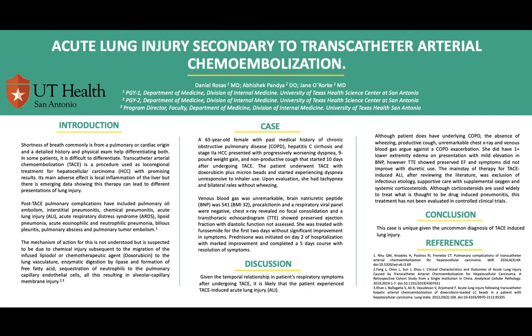Upon evaluation in the ED, she had tachypnea and bilateral rales without wheezing. For labs, BVG was unremarkable, BNP was 541, having in mind that she had a BMI of 32. Procalcitonin and RVP were negative. The chest x-ray revealed no consolidation, and the TTE showed preserved ejection fraction with diastolic function not assessed due to the patient's body habitus.